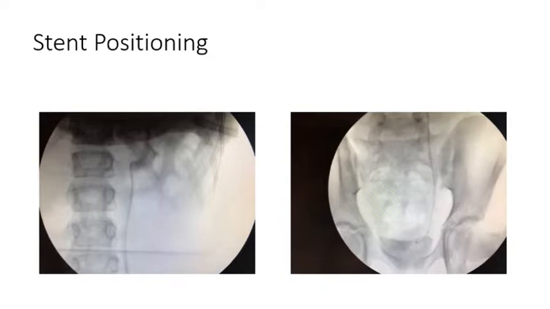Patient is discharged home with appropriate pain medications. Typically, we do not use antibiotics in these patients if the preoperative urine culture is negative. Patient is instructed to pull the stent out on day 4 to 5 after the procedure. Follow-up is arranged within 4 weeks with a renal bladder ultrasound and a KUB.